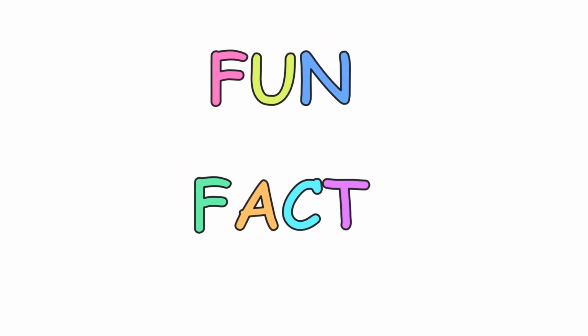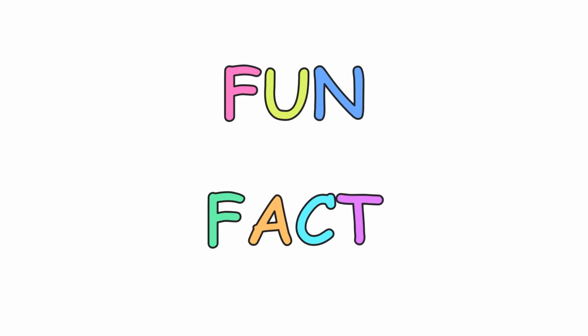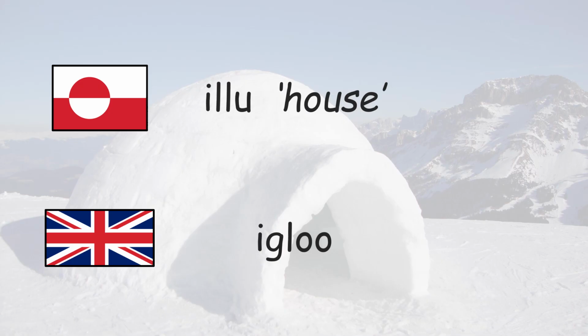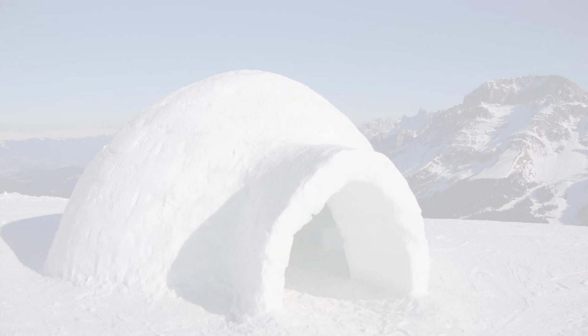Time for a fun fact. Did you know there is a connection between the Greenlandic word illu, meaning house, and the English word igloo? To understand this, we need to look at the etymology of this word and a couple of sound rules. The origin of the word igloo can be traced back all the way to the ancient Proto-Eskimo language, which eventually gave rise to all Eskimo languages that are spoken today.